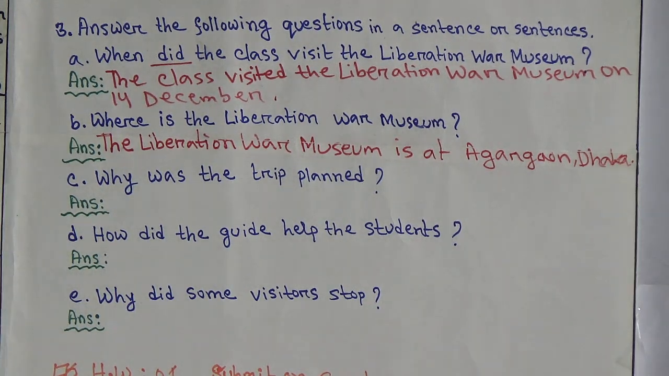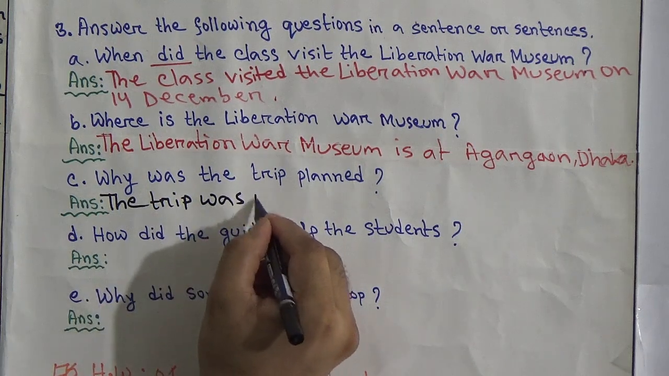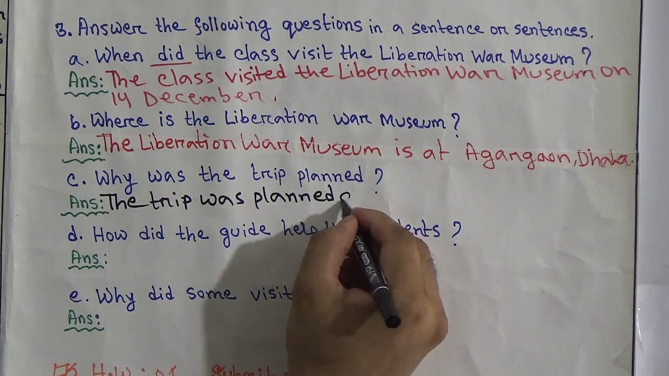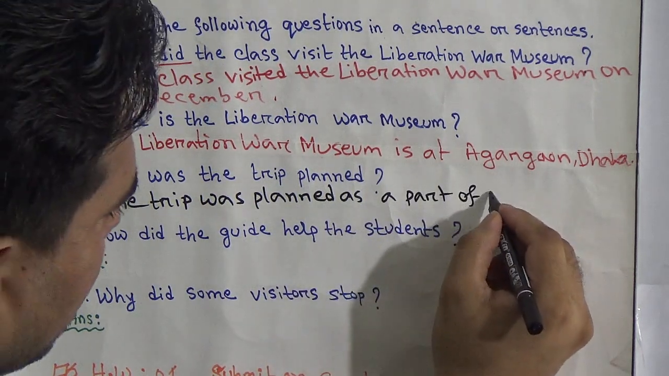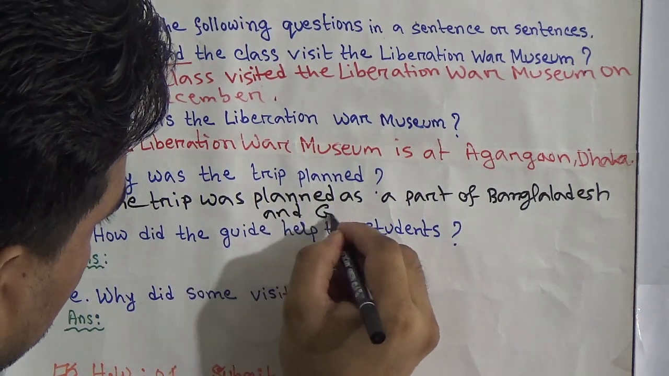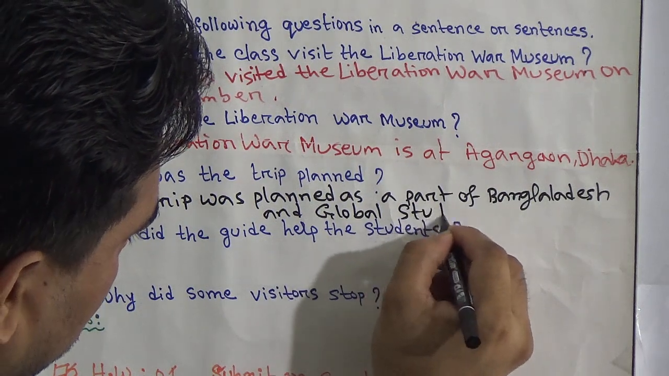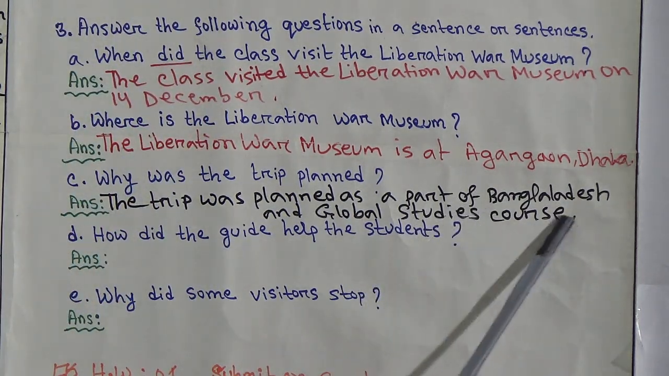Okay. Next number, why was the trip planned? Why was the trip planned? We came to learn from the story that the trip was planned as part of their Bangladesh and global studies. So we can write, the trip was planned as a part of Bangladesh and global studies course. Okay. The trip was planned as a part of Bangladesh and global studies course.